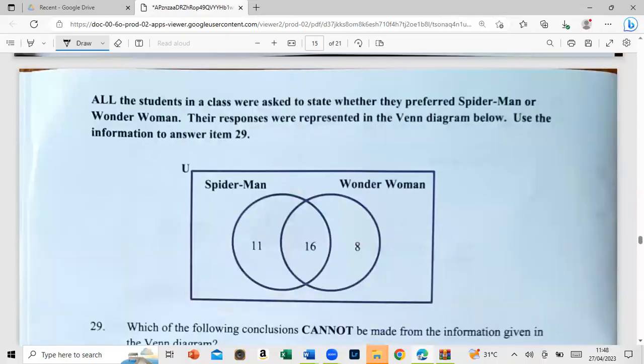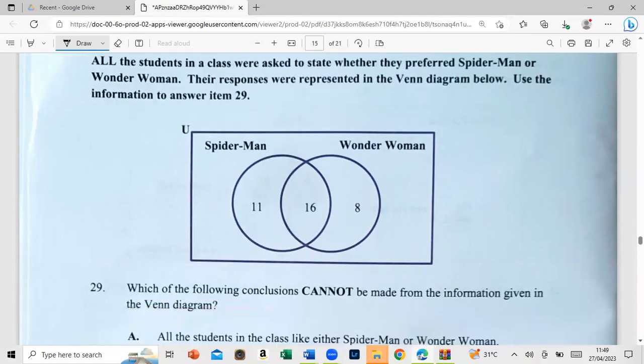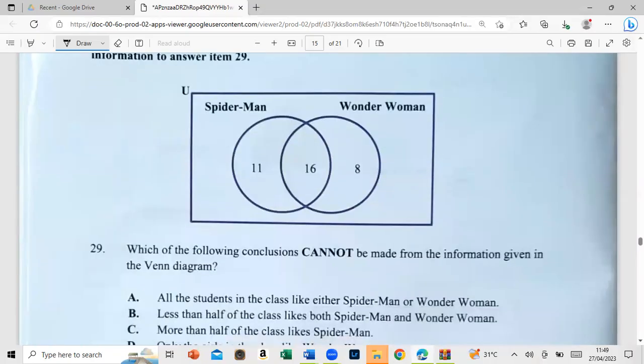All the students in class were asked to state whether they preferred Spider-Man or Wonder Woman. Of course, Wonder Woman. Their responses were represented in the Venn diagram below. Use this information to answer item 29. Which of the following conclusions cannot be made from the information given? All the students in the class like either Spider-Man or Wonder Woman. All right, let's see.